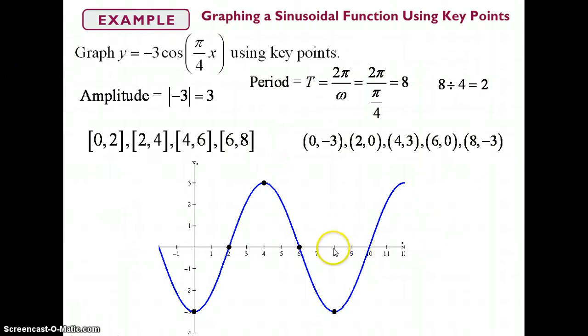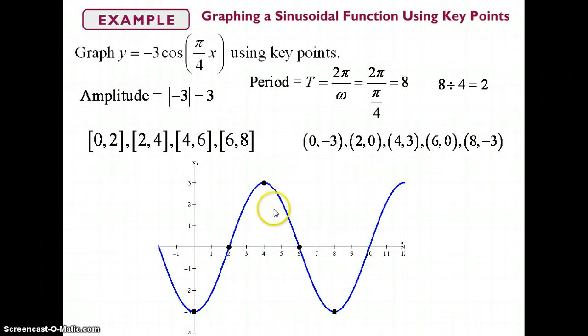Just mark an 8 down. You know, and this is even better because half of 8 is 4, half of 4 is 2, halfway between 4 and 8 is 6. So then, what do you do? You plug in 0, because that's the beginning of your interval. Okay, the beginning of your period. Remember, the period is 8, 0 to 8.